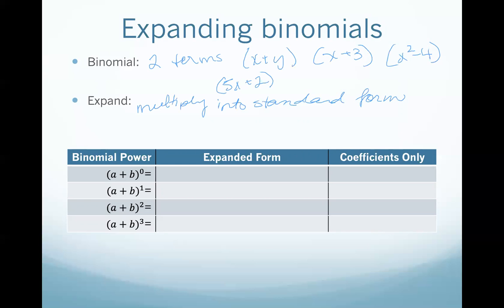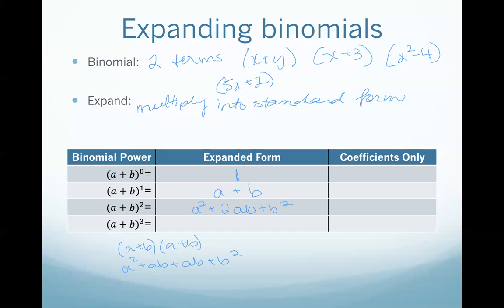So if we raise something to the 0 power, and this is a reminder, if I have anything raised to the 0 power, it's just 1. So the expanded form here is just 1 when it's raised to the 0 power. To the first power is itself, so that's a plus b. To the second power, we have to distribute. So we have a plus b times a plus b, giving us a squared plus ab plus ab plus b squared, giving us a squared plus 2ab plus b squared.